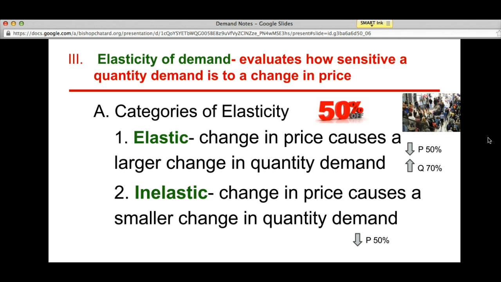So maybe the price goes down by 50%, just like when we had that elastic price going down by 50%, but our quantity will change and will go up by only, say, 30%. Notice that our quantity is still increasing. We already know from the law of demand it's still going to increase, but it's going to increase a very small amount. This would be for things that are basic necessities.